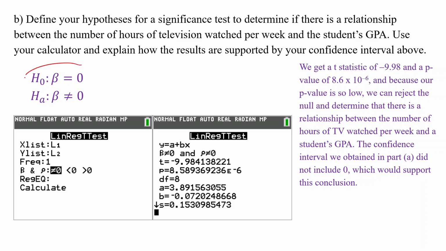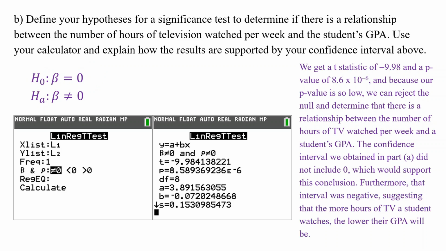Because if our confidence interval does not include our null, that means that our null is not a suspected parameter value, and therefore we can reject. In this case, we would reject at the 5% significance level for a two-sided test. Now, the confidence interval always gives us more information because the confidence interval was negative, suggesting that the more hours of TV a student watches, the lower their GPA would be. It suggests a negative relationship between those two values.